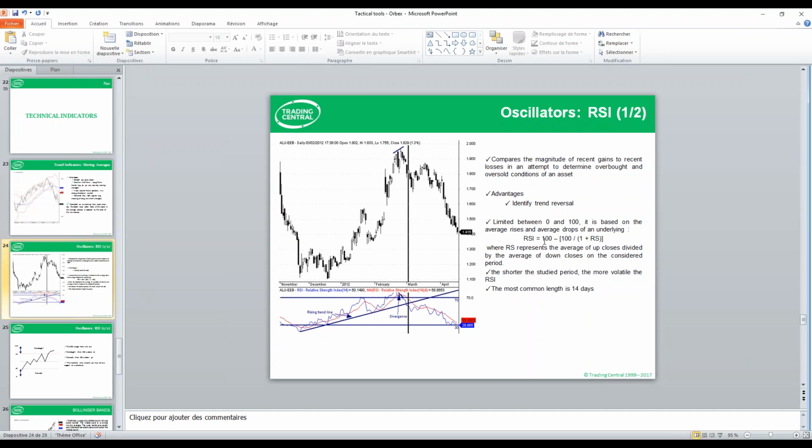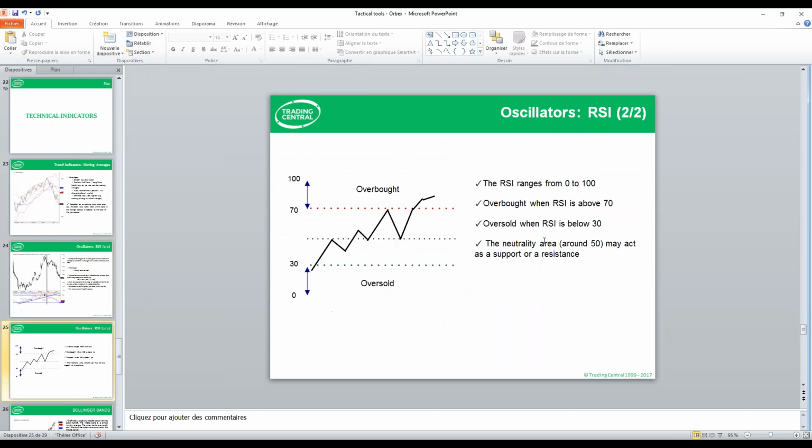And we add a 9 period moving average on the RSI. Why? Because it helps you to fine-tune timing when the market is overbought or oversold. Because the most efficient way to use the RSI is when the RSI is overbought or oversold.